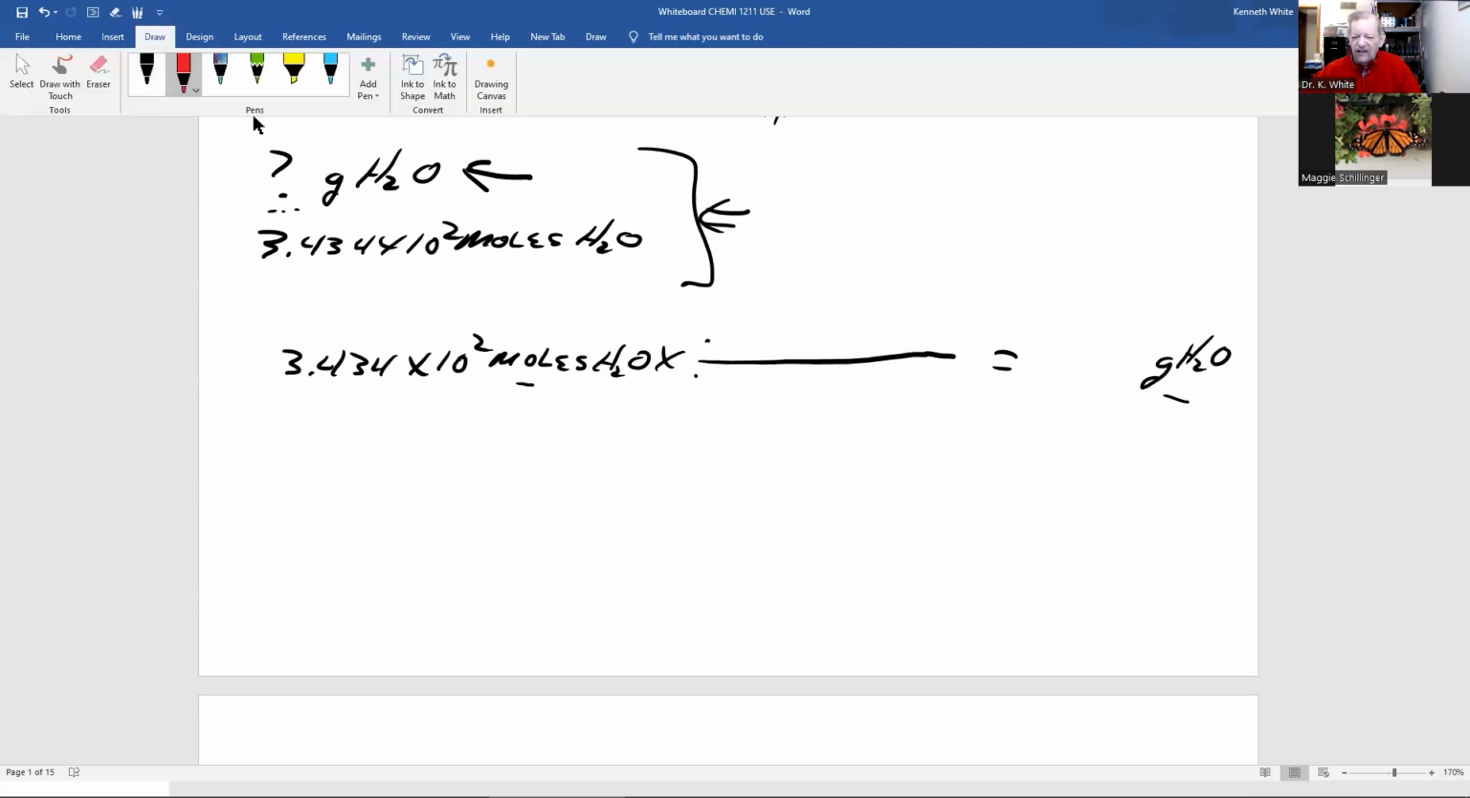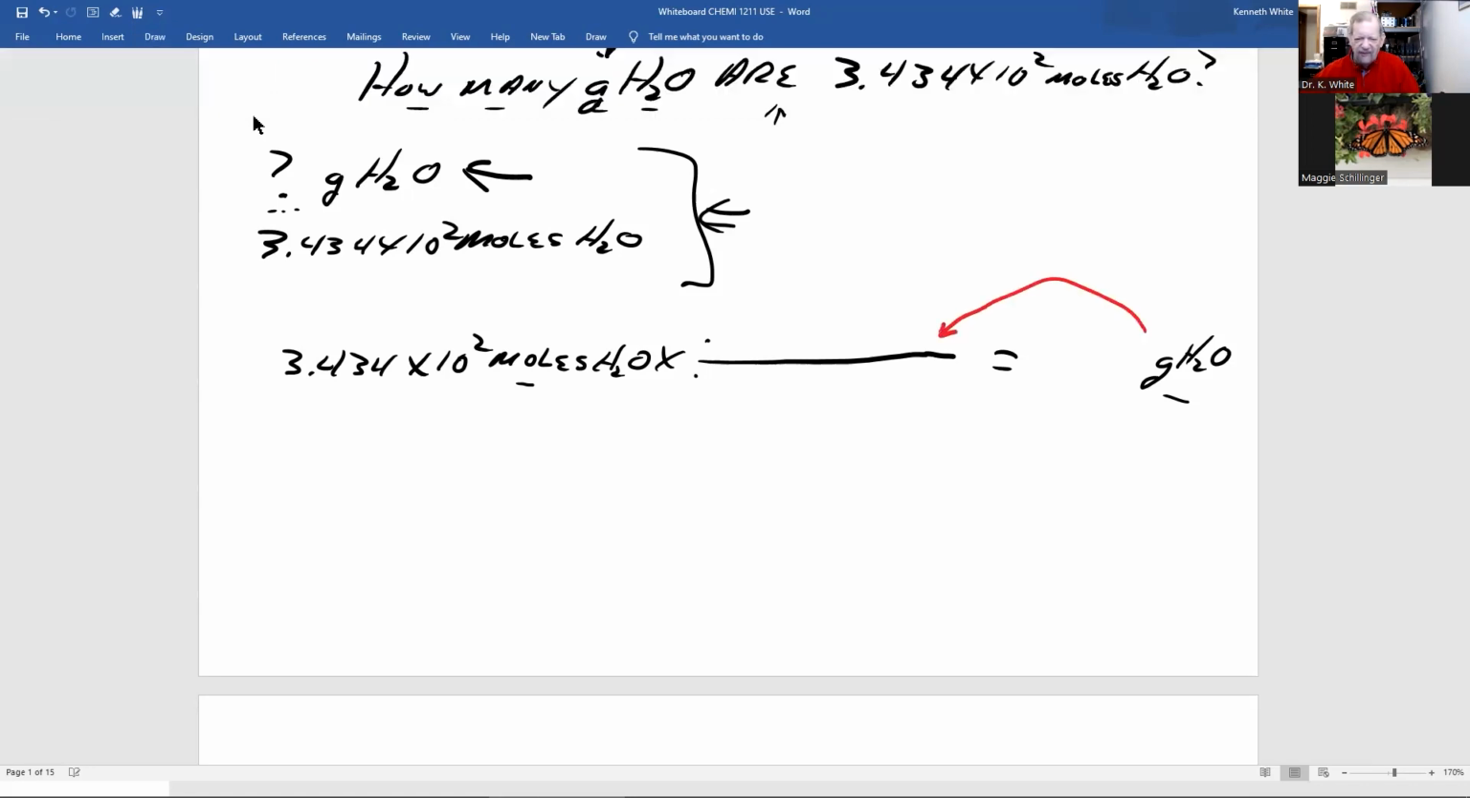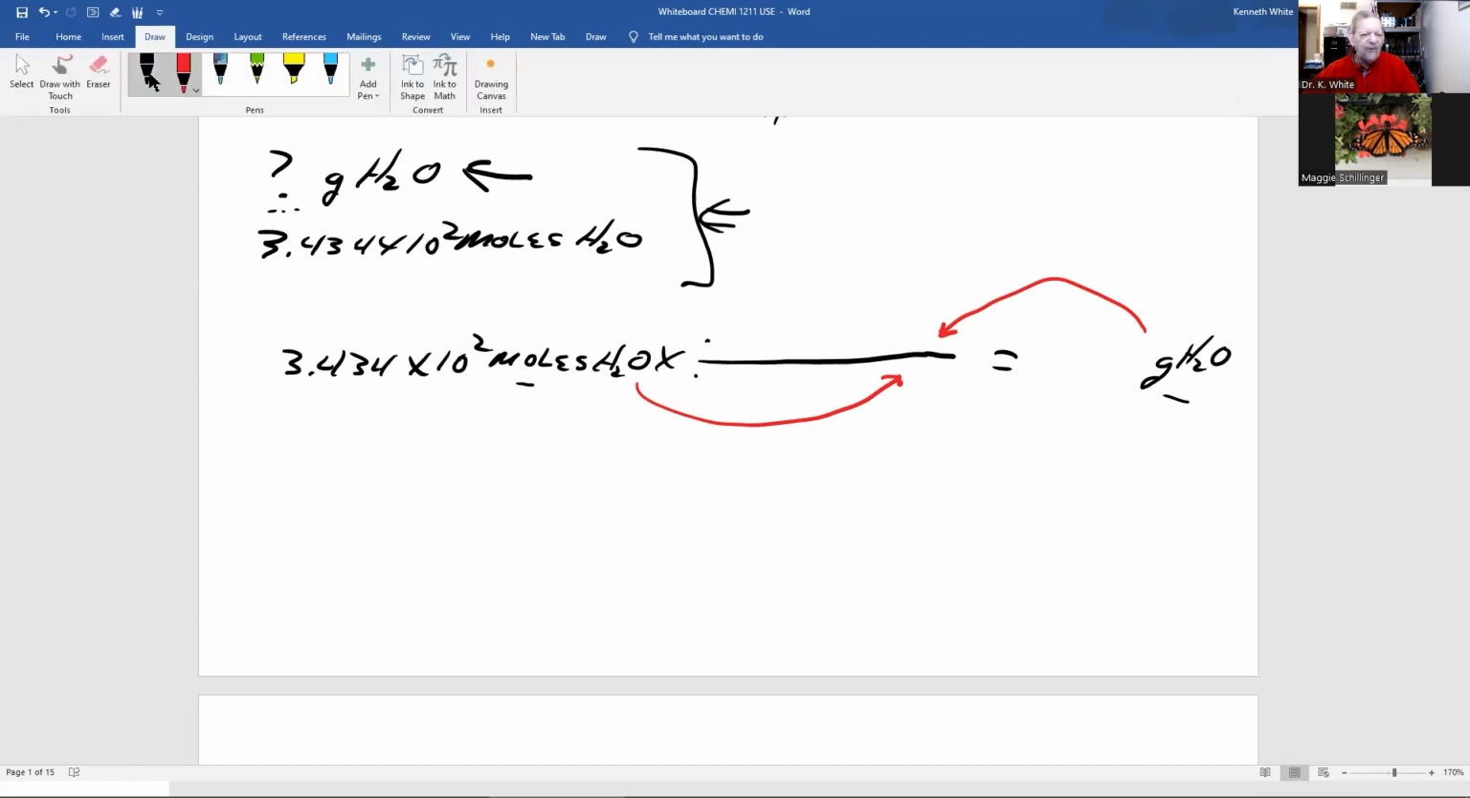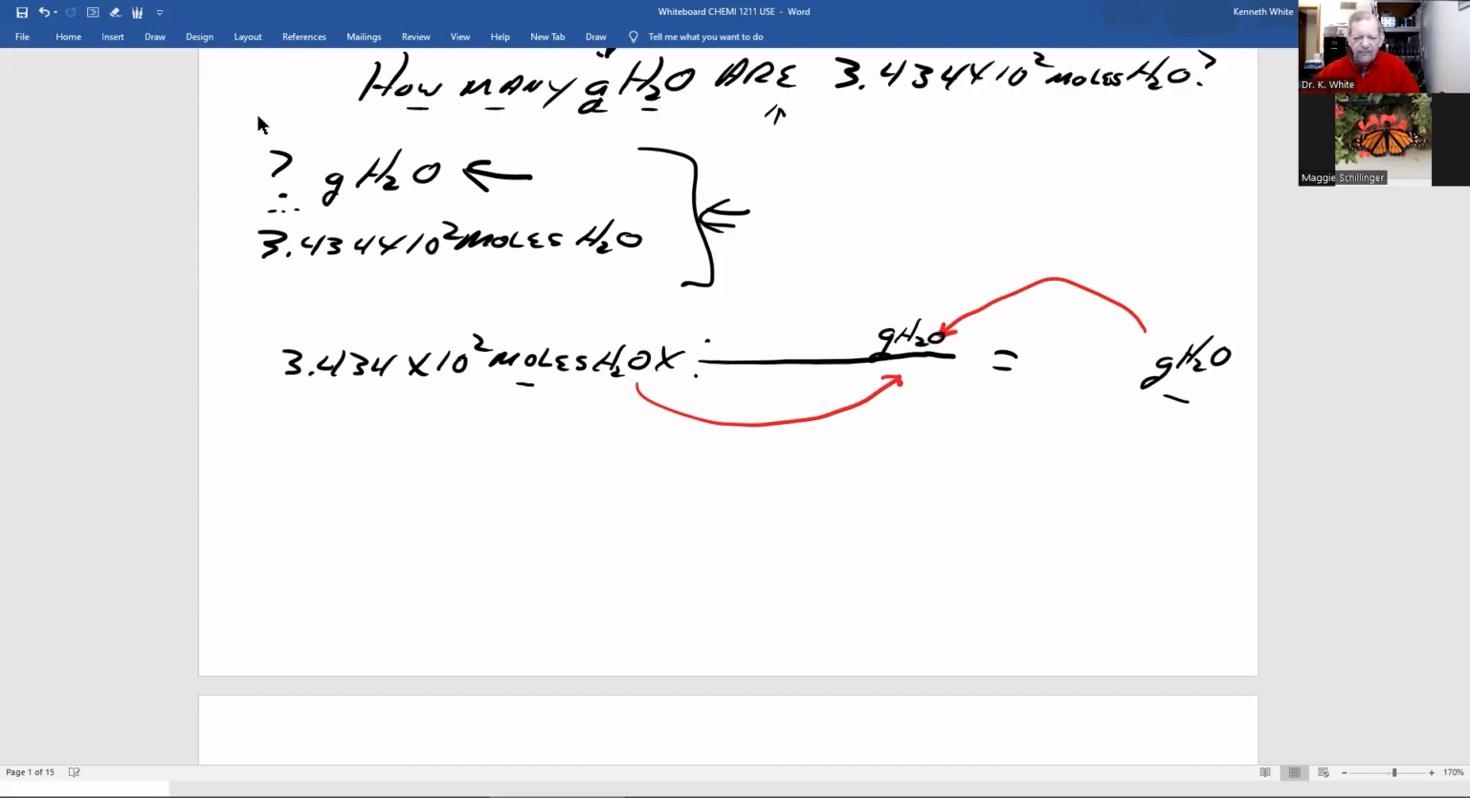All right, let's use our good buddy, our good friend, unit analysis. Whatever we're trying to get to goes on top of the ratio. Whatever we're trying to get rid of goes underneath. And now I'll write those in. Grams of water and moles of water.